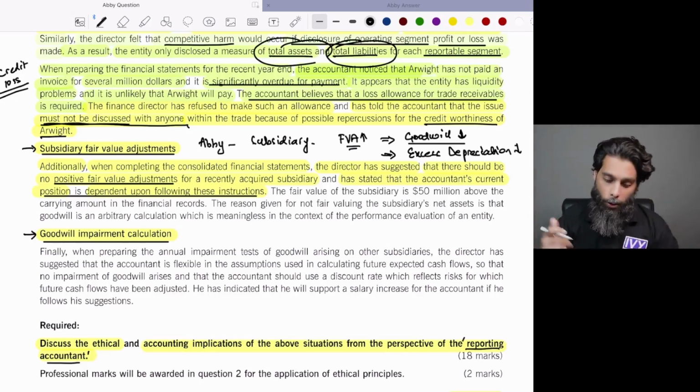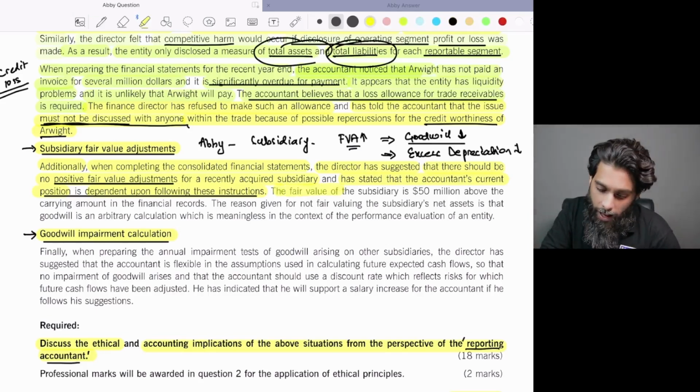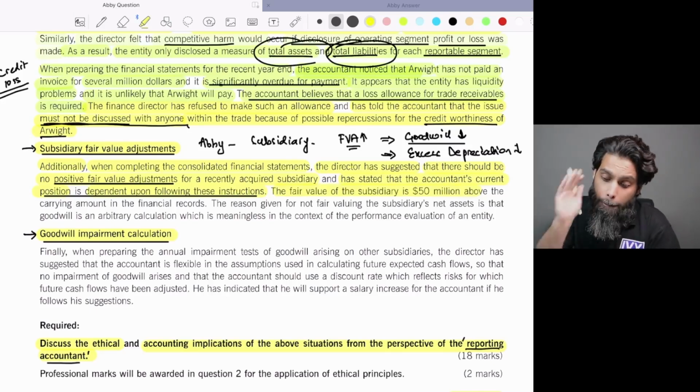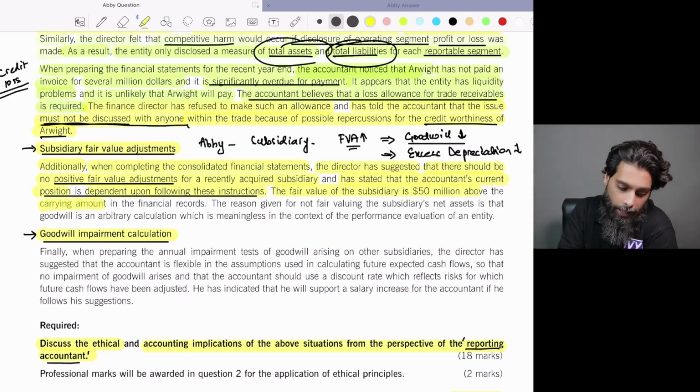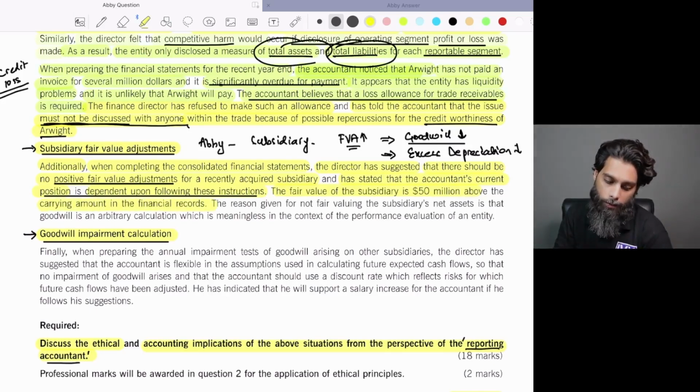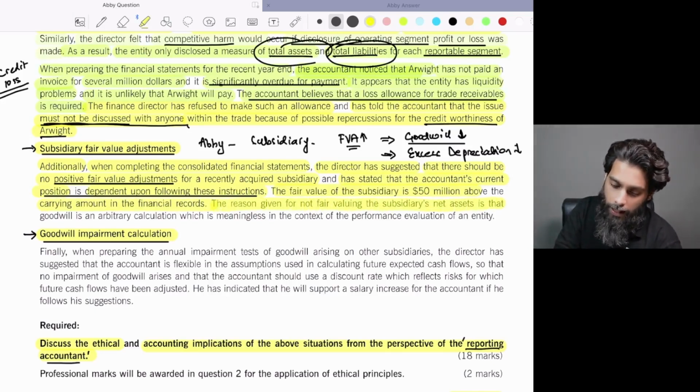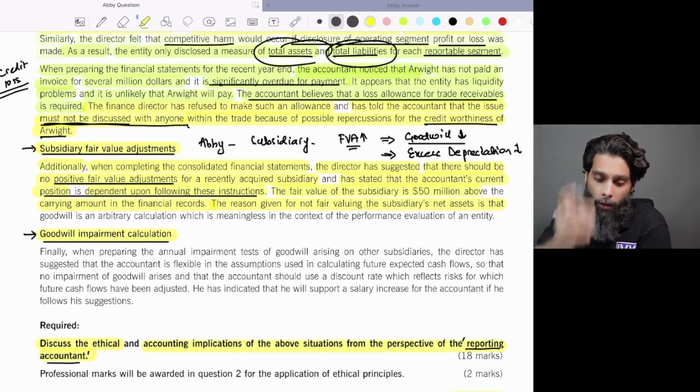Okay. So it says the fair value of the subsidiary is $50 million above the carrying amount in the financial records. The reason given for not valuing the subsidiary's net assets is that your finance director, look at the mental level of your finance director.